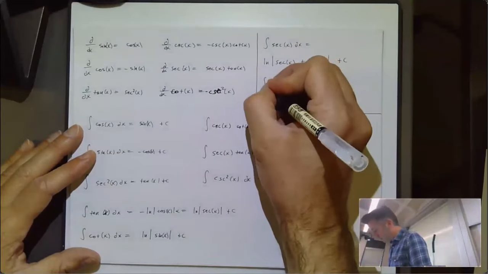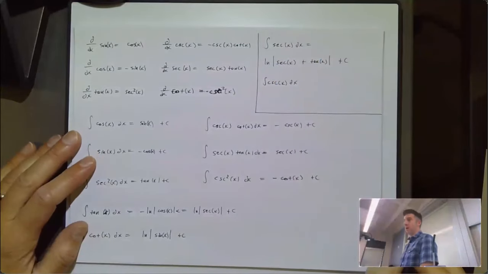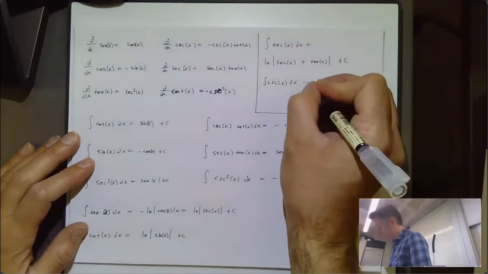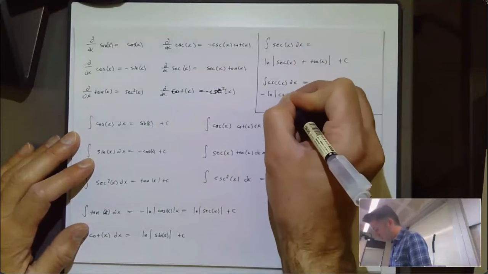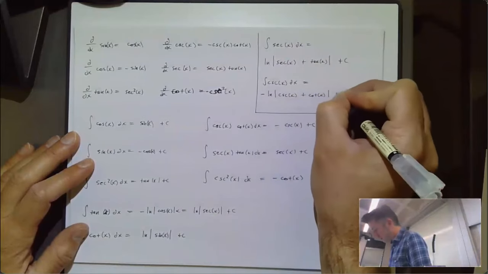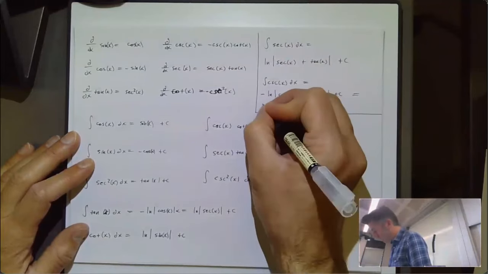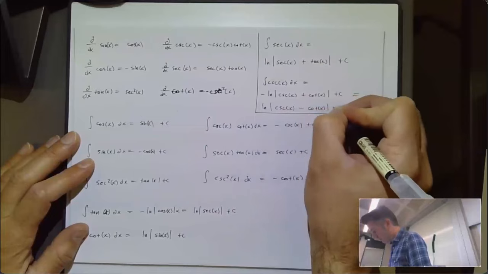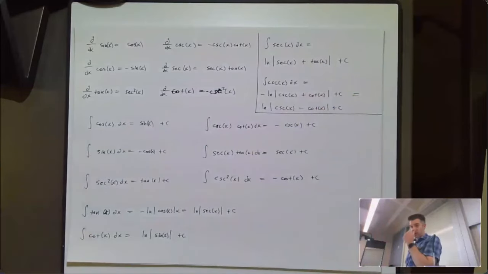And the integral of cosecant of x, there are actually 2 ways of writing this one as well. It is either written as the negative natural log of the absolute value of cosecant of x plus cotangent of x, or the positive natural log of the absolute value of cosecant of x minus cotangent of x. And it can be shown that these are equivalent to each other. I don't think you need to show that.